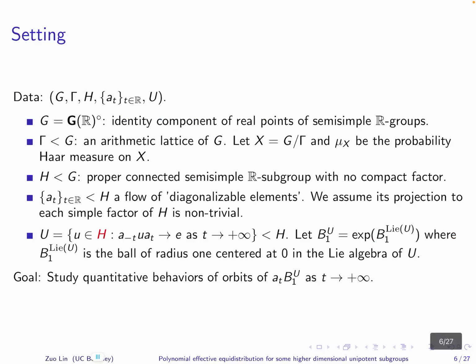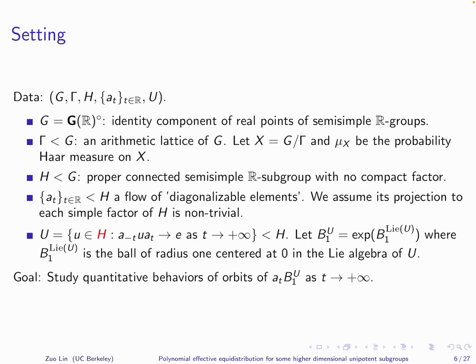And let me introduce a general setting. I should not assume that everyone is very familiar with every Lie theory word, but never mind. Let me just go through this slide and I'll provide more examples later. Basically in this talk, I will fix the following data. I have a group G and a lattice gamma, a smaller group H, a diagonal flow inside H, and a corresponding unipotent subgroup. And they are set to be as follows.